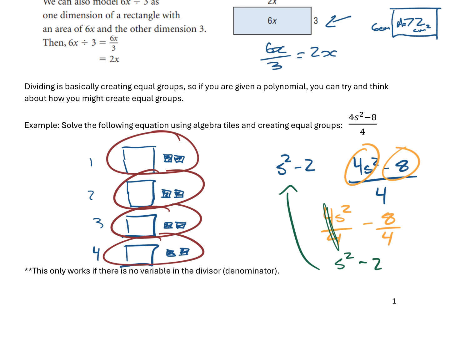Okay, we can draw it like this. You might see it asked like this. This is actually right from your book. I just chose to draw it rather than just grab the clip. But the thing about this, and you'll see this hopefully in your notes, is that we can only model it this way if there's no variable in the divisor, or in the denominator. It wouldn't work if we had something like 3x squared plus 6x divided by 3x. We couldn't draw it the same way. So then how do we draw that?